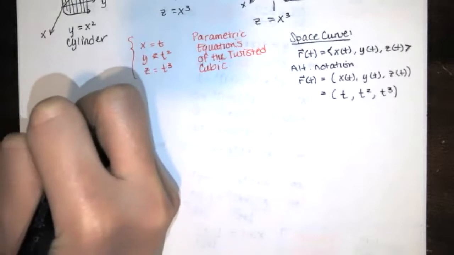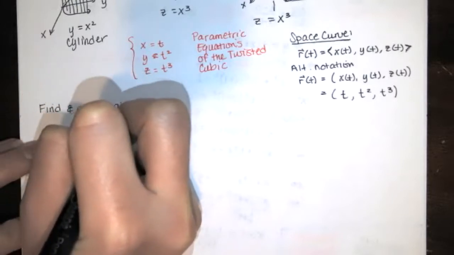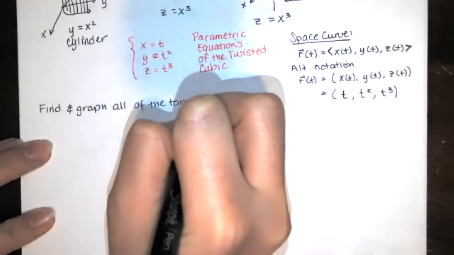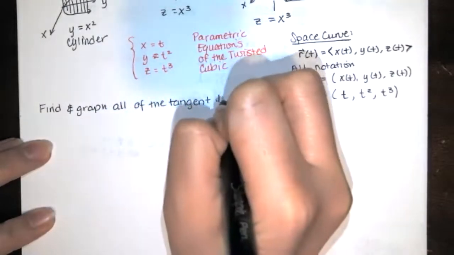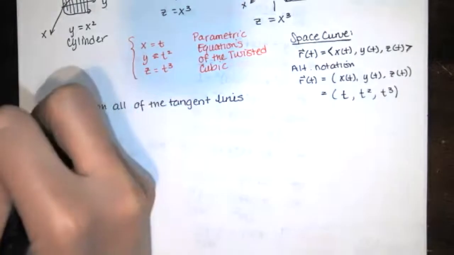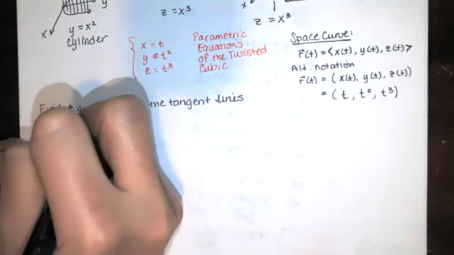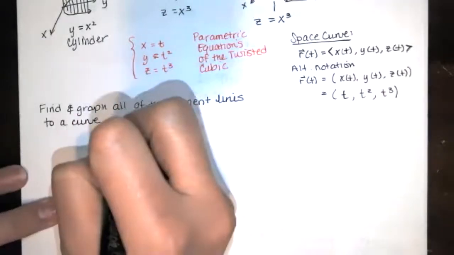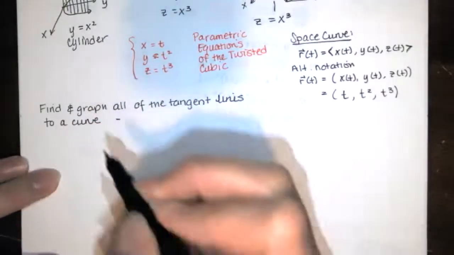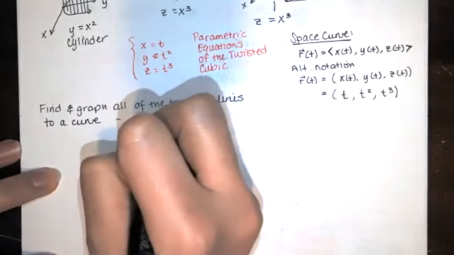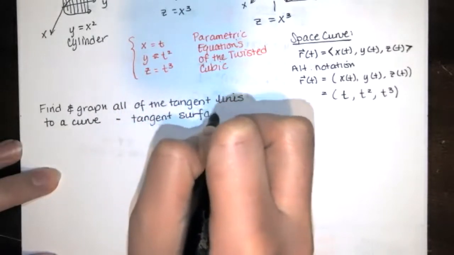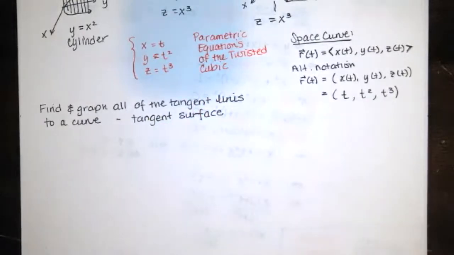So we're going to find and graph all of the tangent lines to a curve. That set of all of the tangent lines to that curve is called the tangent surface of the curve. And this is how it works.